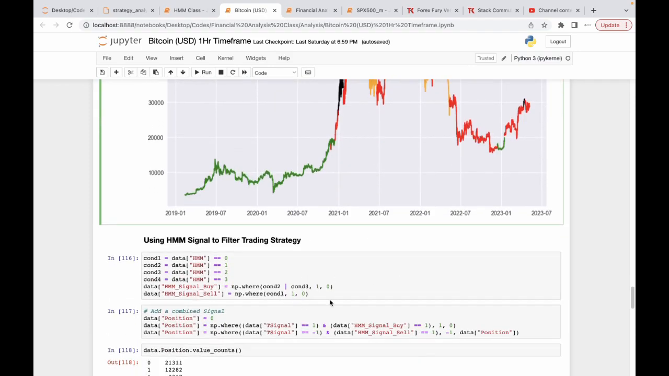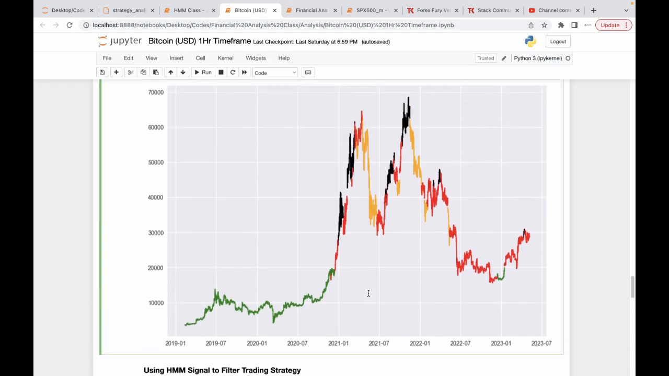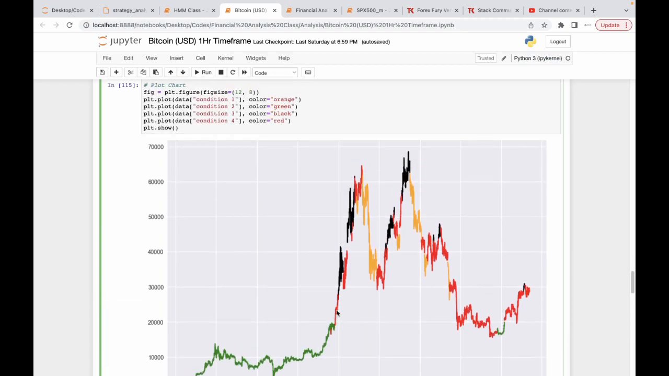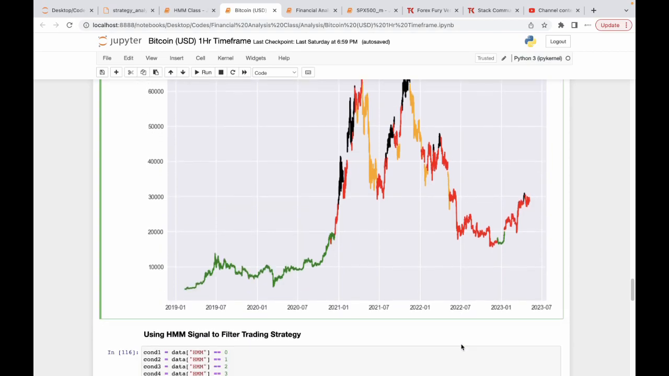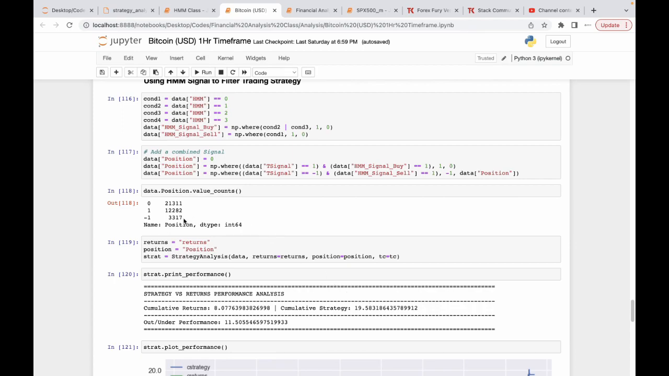According to the HMM, our strategy does not perform well when we are trading on the red condition, either for buy or sell. So we're not trading on the red condition here. And you can see for the position count here, we now have about 21,000 neutral positions, which is way better than what we started at. We had 12,000 buy positions and we had 3,000 sell positions, and this makes sense, right?